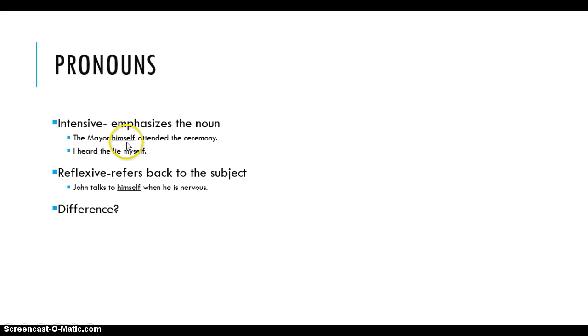So: the mayor himself attended the ceremony. If we took that out, the mayor attended the ceremony, it would still be the same sentence. Okay, we're really just placing emphasis on the mayor. And then when we look at this reflexive pronoun, himself: John talks to himself when he is nervous. If we took that out, John talks to when he is nervous, well, that's not a complete sentence. So that reflexive pronoun must be in there.